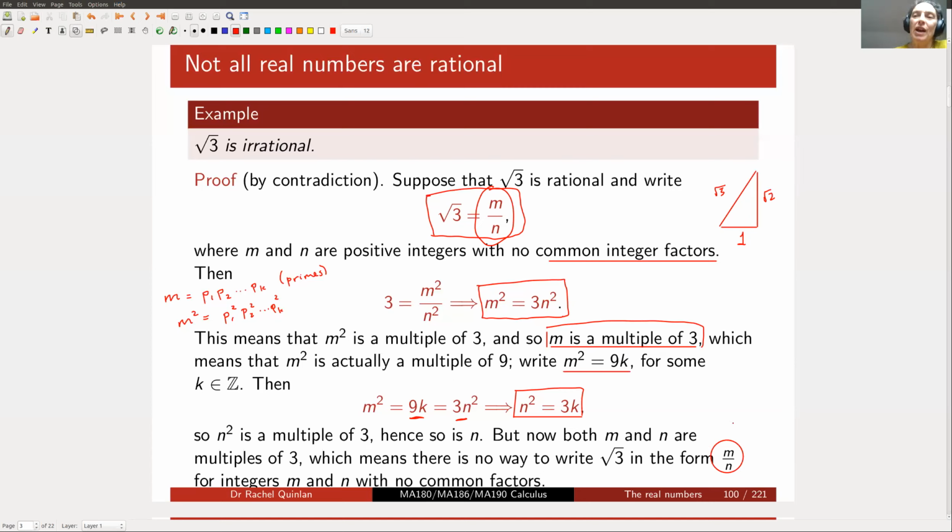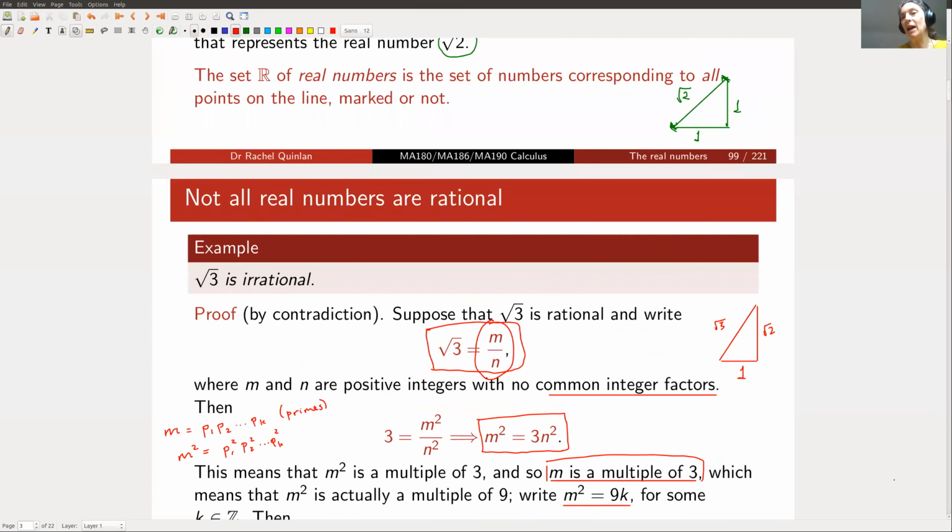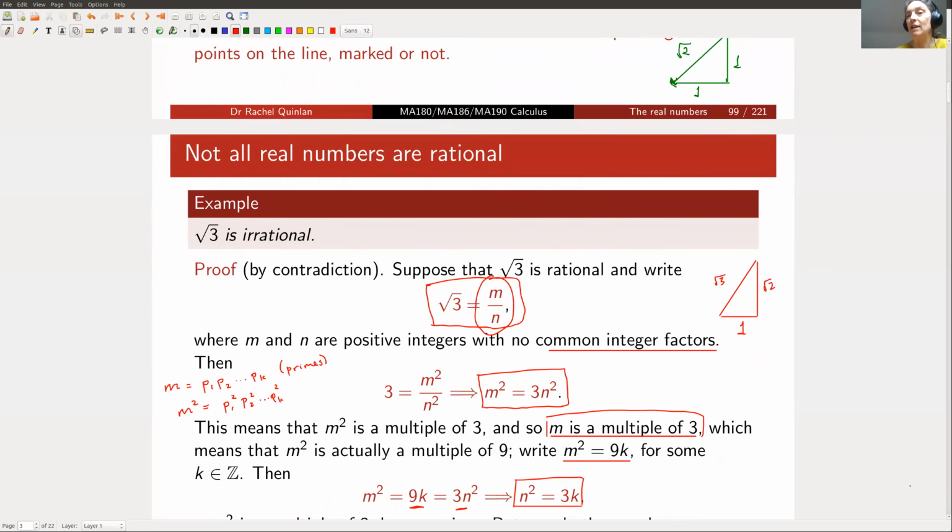Okay, I suppose the point of it for now is just to point out that not all real numbers are rational. So when we make that assertion, we can back it up by saying, well, here's an example of a real number that isn't rational. It's definitely a real number, because like the square root of 2, it can be realized as a side length in a right-angled triangle in Euclidean space. It represents a point on the number line, but it doesn't have a rational representation.